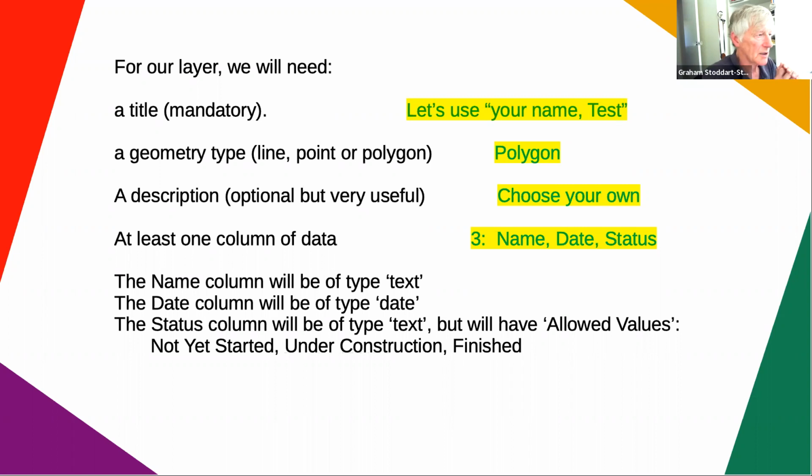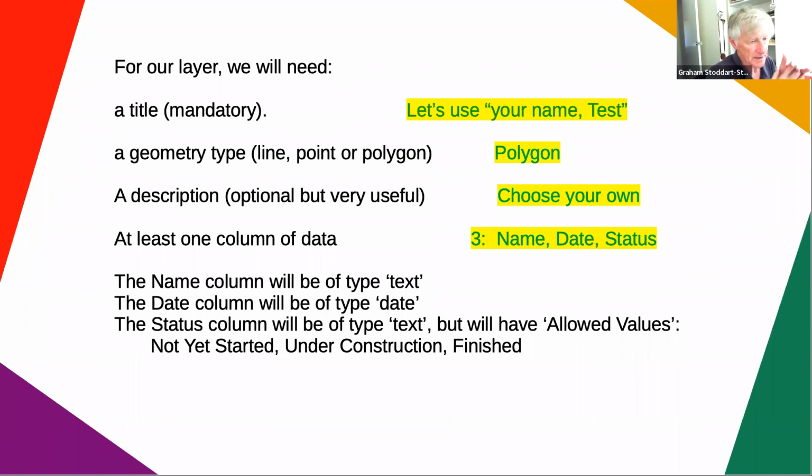Then you choose a geometry type. It doesn't matter to me what you choose. I'm going to use a polygon, but you can do whatever you wish. Description, we'll go through it in a moment, but yes, it's a good idea to put whatever you like in there. And then you always need at least one column of data, which will usually be name.